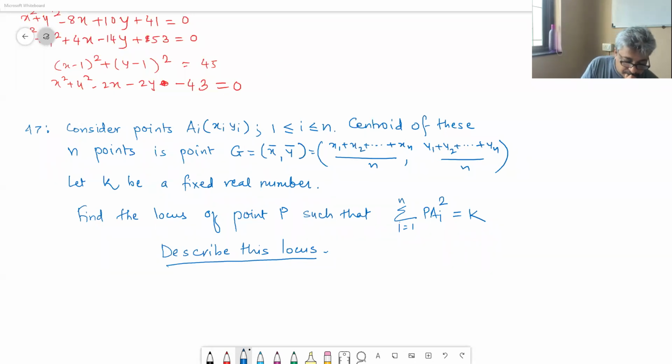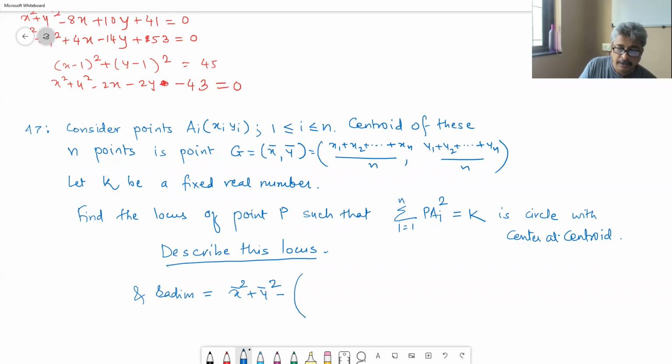Okay, the locus of this is a circle with center at the centroid, and radius equals x bar square plus y bar square minus inside bracket sigma i goes from 1 to n xi square plus sigma i goes from 1 to n yi square minus k upon n. That is what is written in my notes.